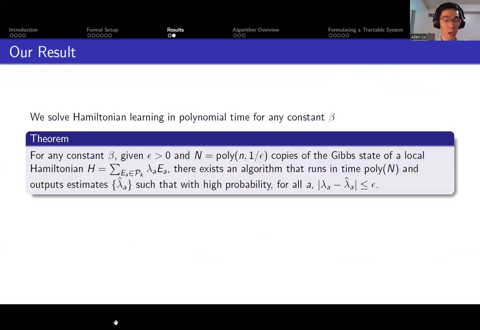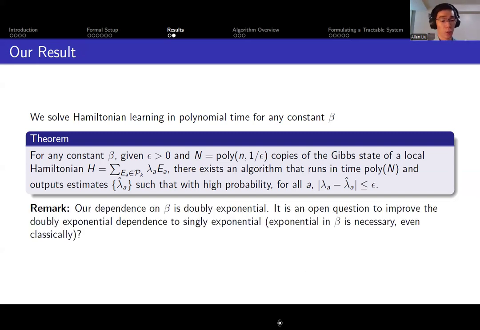Anyway, so now let me state our results. So we are able to solve Hamiltonian learning in polynomial time for any constant temperature beta. So specifically, for any constant beta, we use polynomial in n and 1/epsilon samples and runtime, and we learn all of the coefficients of the Hamiltonian to accuracy epsilon. So we do have a very bad dependence on beta. Our dependence on this inverse temperature beta is doubly exponential. But nevertheless, we're polynomial time for any constant beta.